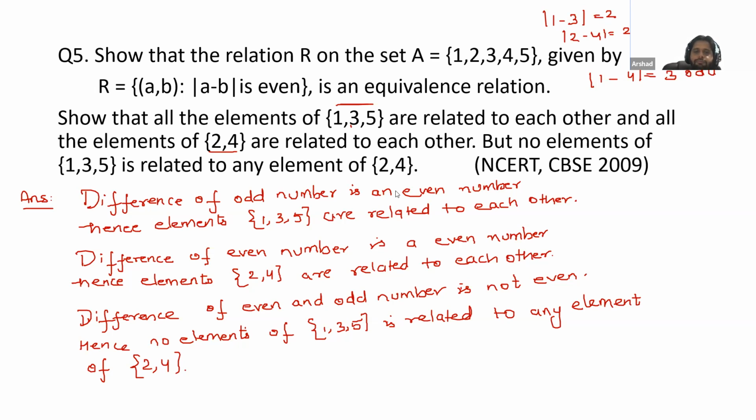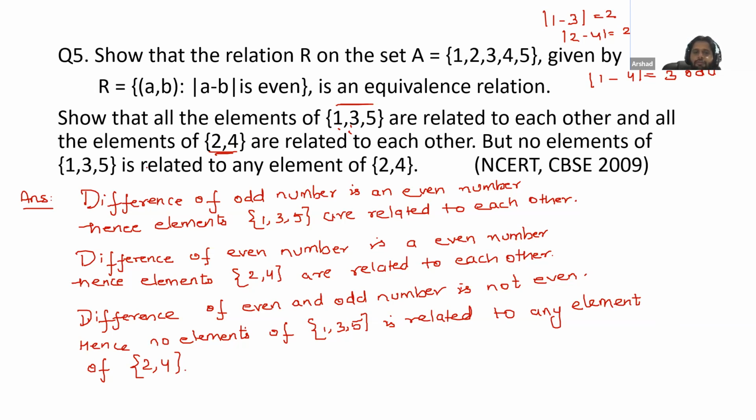We are saying here that the difference of odd numbers is an even number. That's why 1, 3, 5 will be related to each other. 1, 3, 5 are odd numbers, so they will be related to each other, because if you subtract them, you will get an even number. 2, 4 are even numbers, so if you subtract two even numbers, you will get an even number.